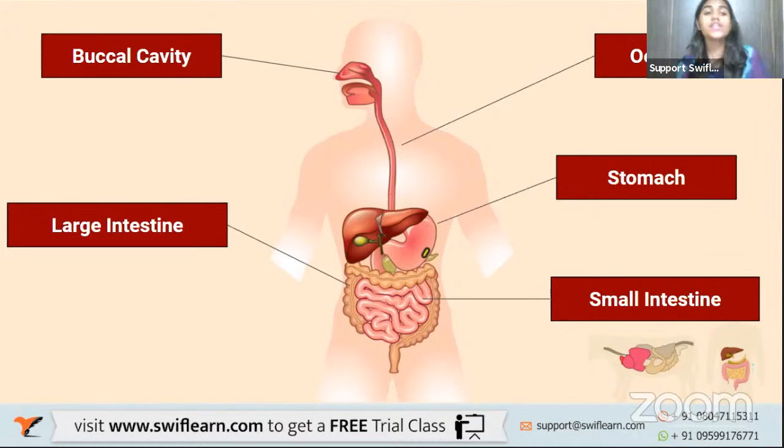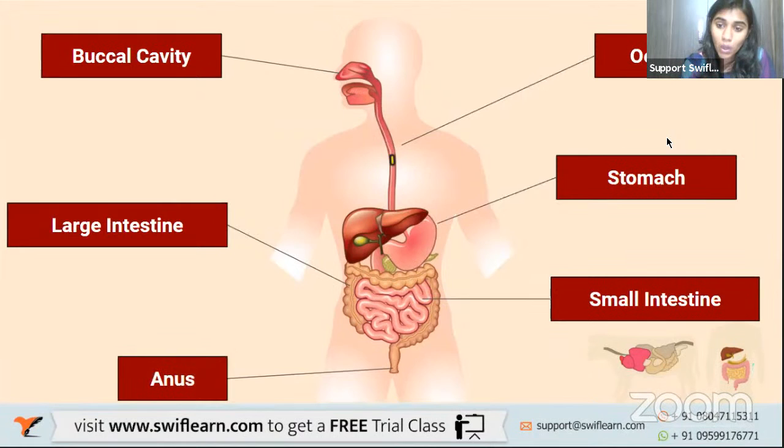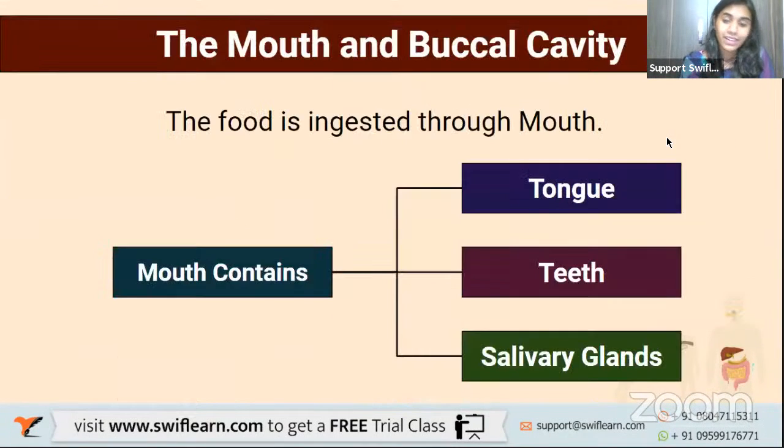Okay, so these are your digestive parts in human. You have the buccal cavity, then you have the esophagus, you have the stomach, you have the large intestine, you have the small intestine, and then you have the anus. Clear? Moving ahead, now we will learn one by one. First we learn about buccal cavity, esophagus, stomach. We will learn what functions they do. One by one, slowly, thoroughly we will study.